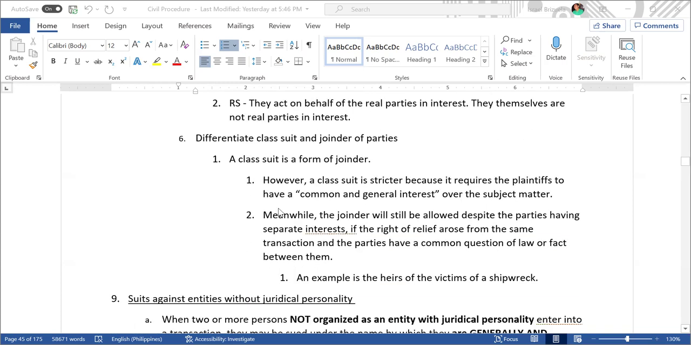Six, differentiate class suit and joinder of parties. A class suit is a form of joinder. However, a class suit is stricter because it requires the plaintiffs to have a common and general interest over the subject matter. Meanwhile, the joinder will still be allowed despite the parties having separate interests if the right of relief arose from the same transaction and the parties have a common question of law or fact between them. An example is the heirs of the victims of a shipwreck.